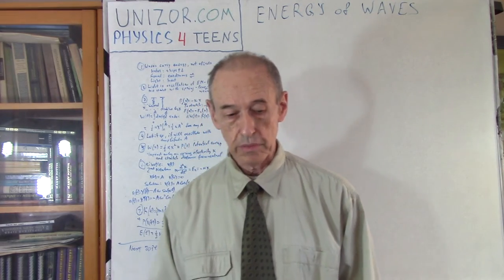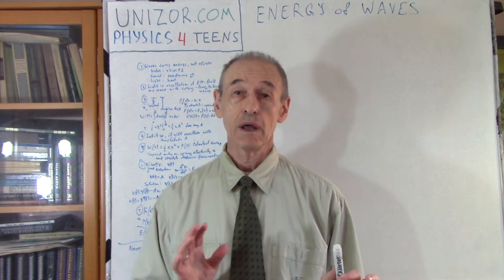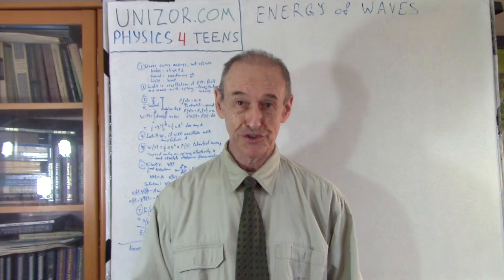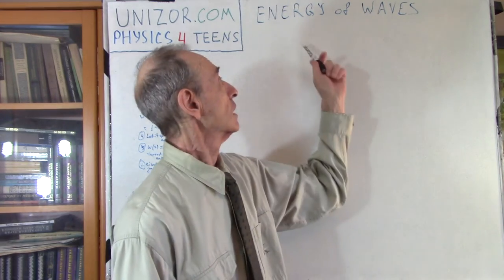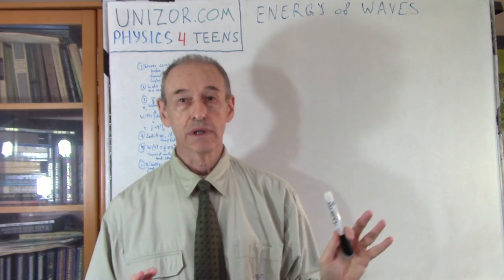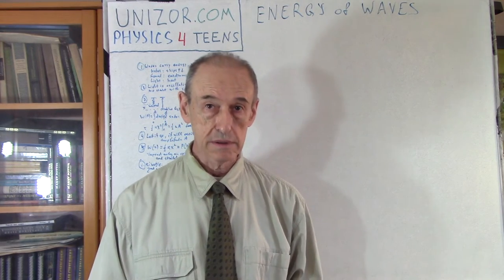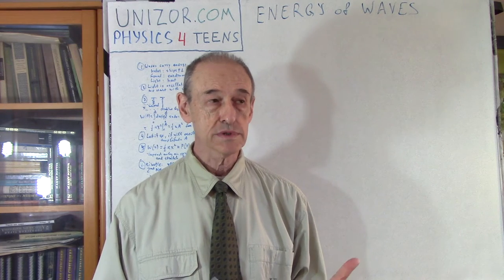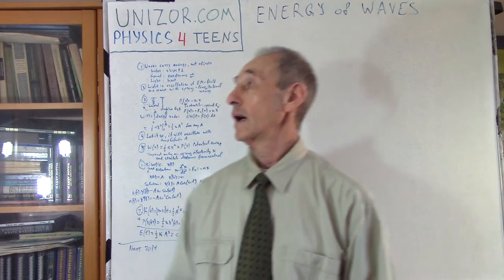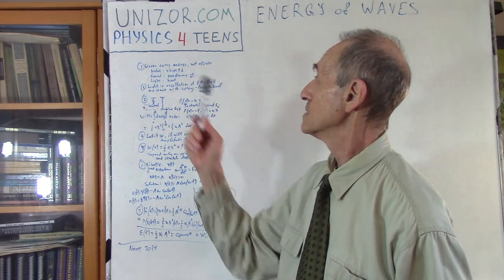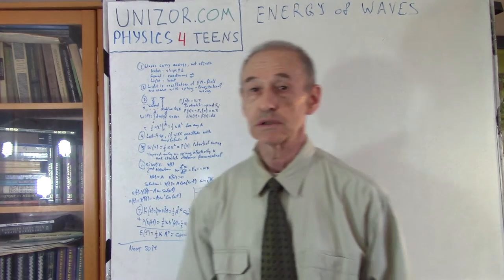I would like to talk about energy of light. Well, basically energy of electromagnetic oscillations, to be exact. So in this lecture, I will start with general energy of waves, and particular kinds of waves, longitudinal, and then transversal. And this lecture is part of the course Physics4Teens presented on Unizor.com.